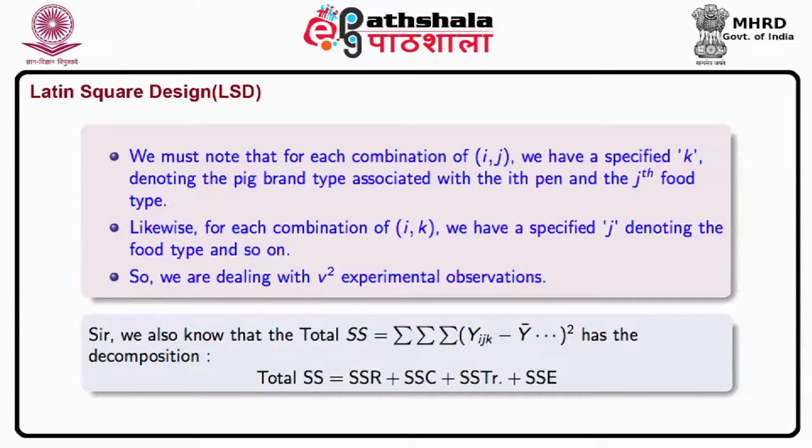Right. So, we also know that the total sum of squares is equal to the sum over (Y_ijk minus Y bar) and the square of the whole thing. Yeah. And this has the decomposition: total sum of squares is equal to SSR, that is the row sum of squares, plus SSC, that is the column sum of squares, plus SS treatment, that is the treatment sum of squares, plus SSE, that is the error sum of squares.